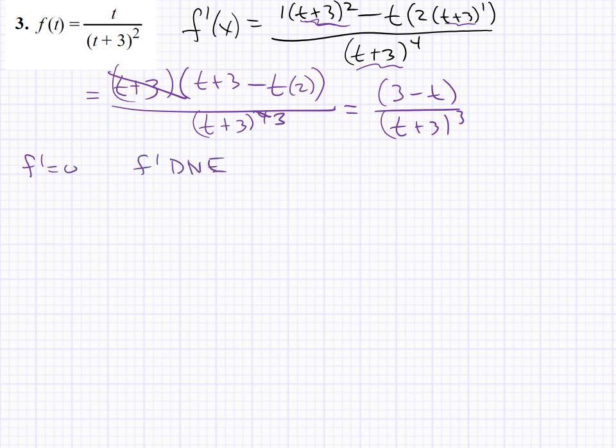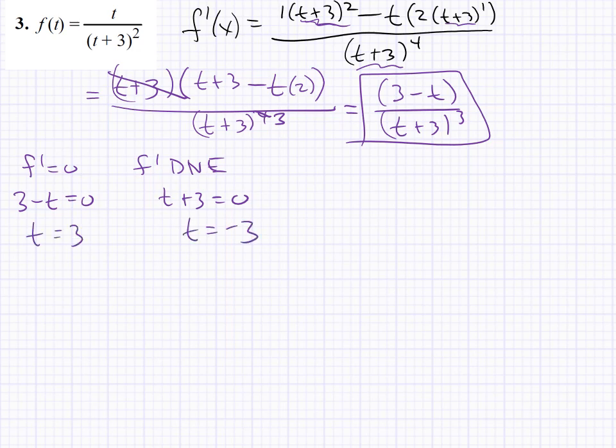All right, well, being that this is a fraction, when the numerator equals 0, that's when it'll equal 0, and when the denominator equals 0, that's when it's not going to exist. So this will be when t equals 3, and this will be when t equals negative 3. Make my chart: negative 3, plus 3.